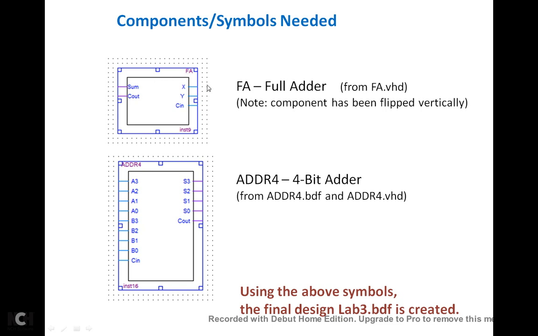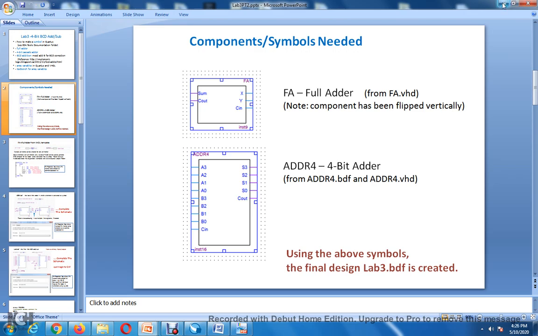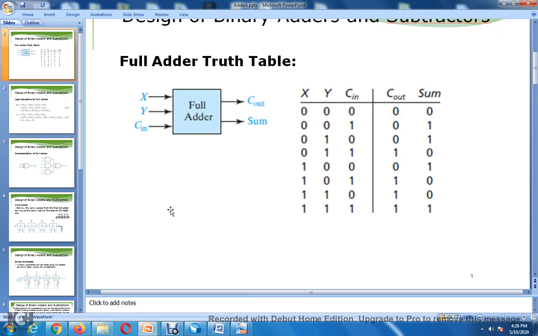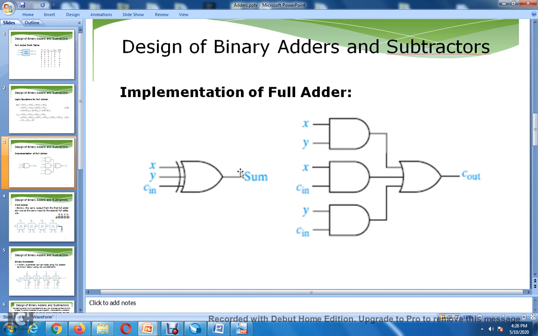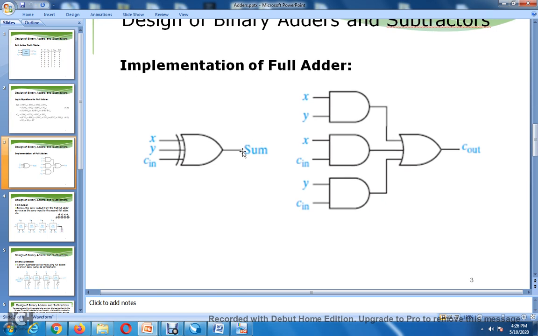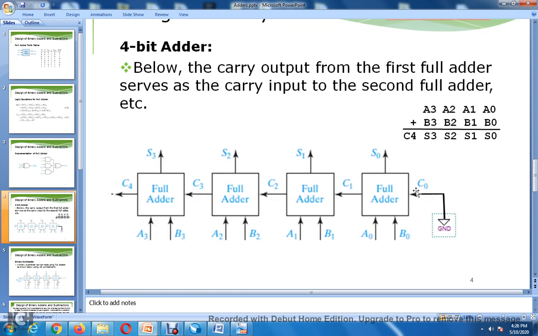Once we have a full adder component, actually we can make this full adder component from a schematic, right? So what's schematic? From this schematic, we could draw this schematic in coordinates and save it as fa.bdf. And we can convert this into a symbol, and this becomes a full adder symbol in our 4-bit adder. That's how this works.